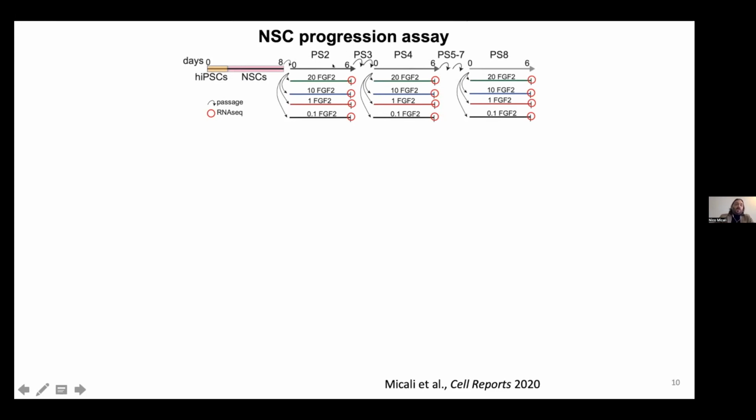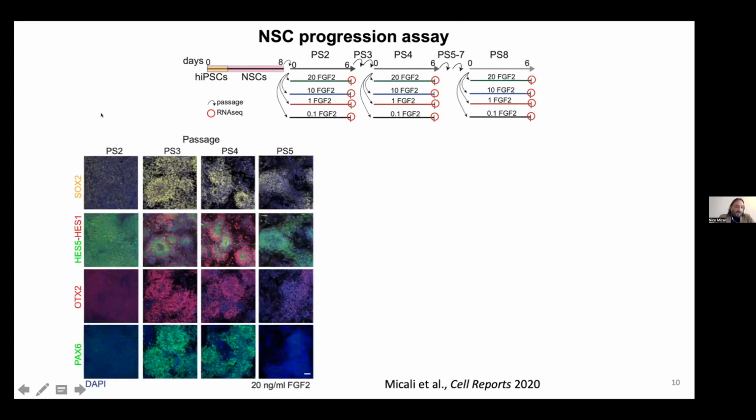At each passage, we exposed the cells in parallel to different doses of FGF. A high dose of FGF induces proliferation, a low dose of FGF induces differentiation. In this way, we could reveal the differentiation potential of the neural stem cells at each phase of this progression. So this is how the stem cells look.